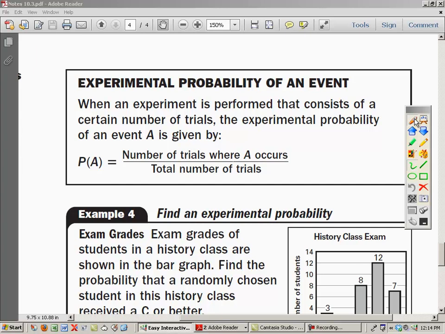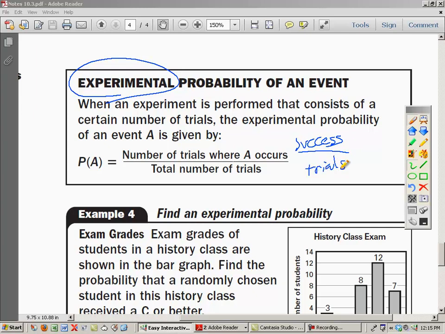Again, experimental probability says we conducted an experiment and we want to measure the probability that something happened. When an experiment is performed that consists of a certain number of trials, the experimental probability of an event A is given by the number of trials in which A occurs, so basically the number of successes out of the total number of trials.